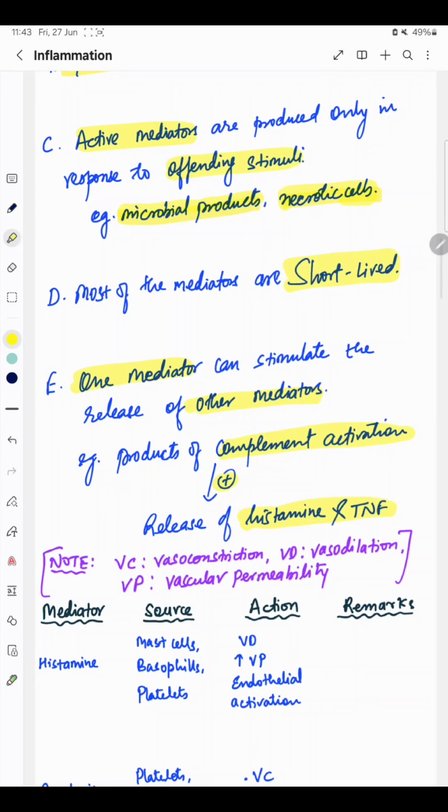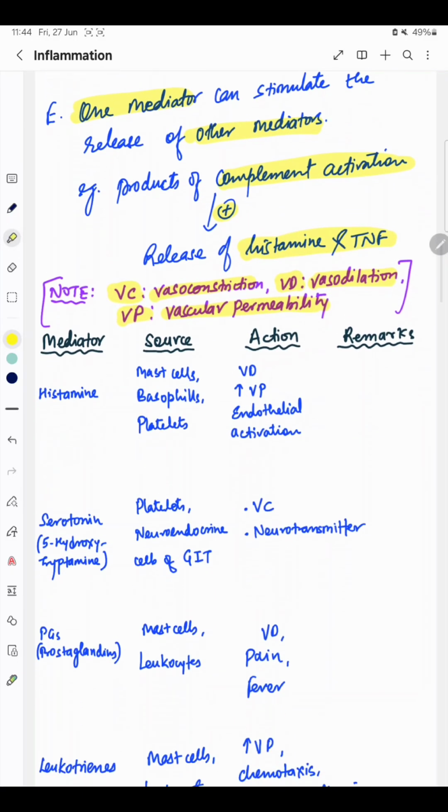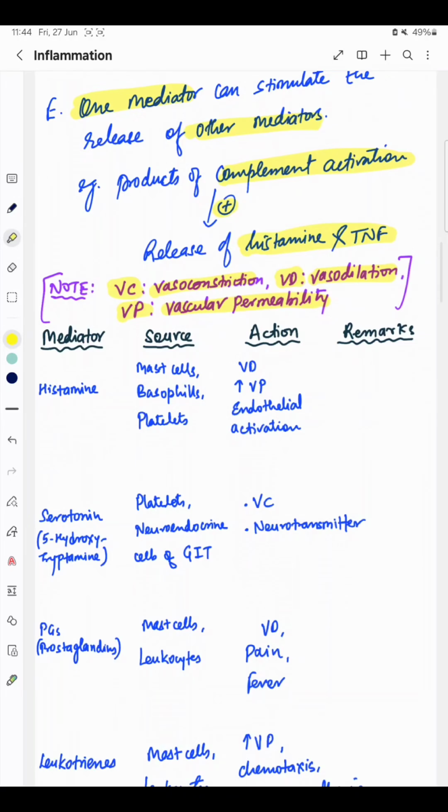Some of the abbreviations we are going to use in this lecture: VC for vasoconstriction, VD for vasodilation, VP for vascular permeability. Now we will see various inflammatory mediators on the basis of their source of production and their action.